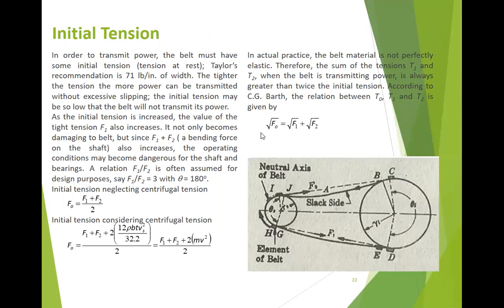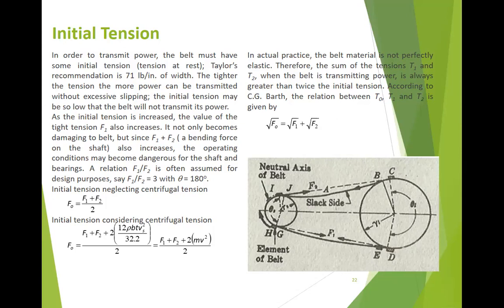Next is the initial tension. Ano yung initial tension? Pagkasalpak na salpak mo lang sa pulley, may tension na siya agad. In order to transmit power, the belt must have some initial tension, or tension at rest. Taylor's recommendation is 71 pounds per inch of width. The tighter the tension, the more power can be transmitted without excessive slipping. Initial tension may be so low that the belt will not transmit its power. As the initial tension is increased, the value of tight tension F1 also increases. It not only becomes damaging to the belt, but since F1 plus F2 increases, the bending force on the shaft also increases. The operating conditions may become dangerous for the shaft and bearing.